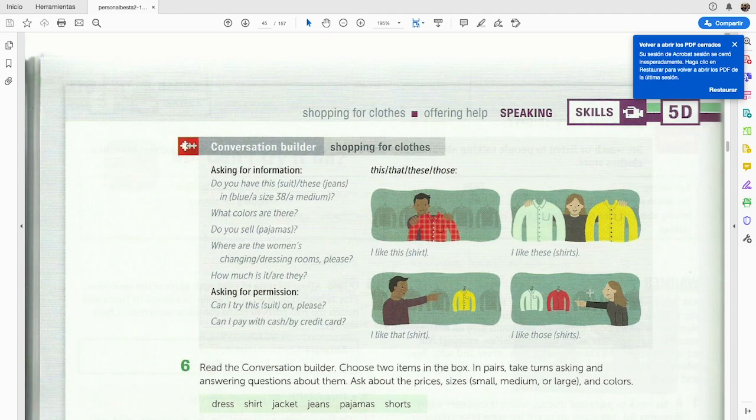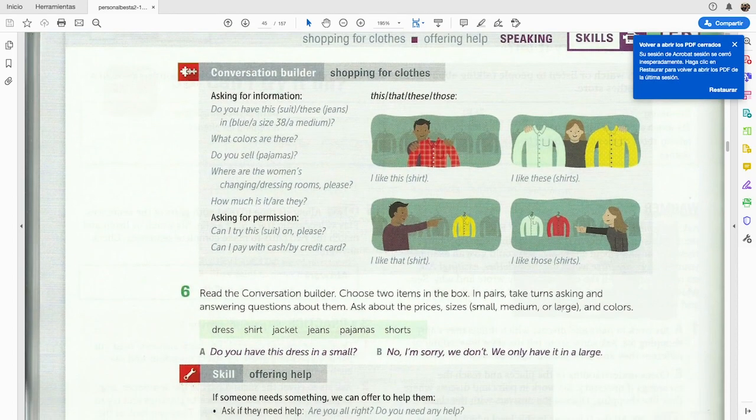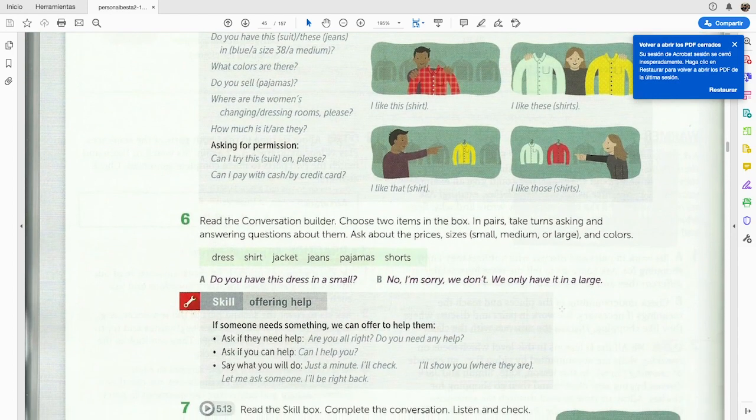But the difference is that here you mention them in the plural form, and you use them for plural nouns. Okay, and here we can practice this conversation, but using these items of clothing.